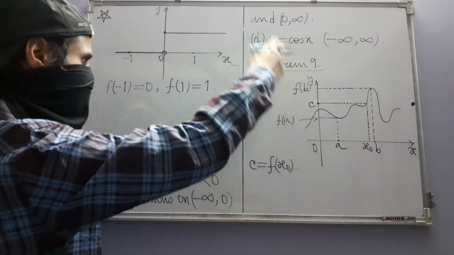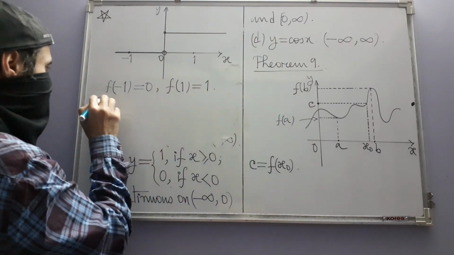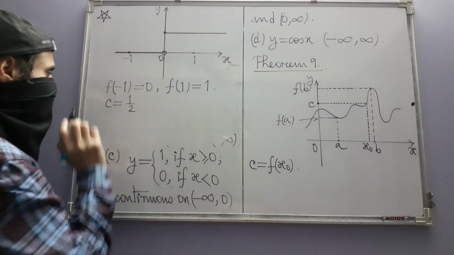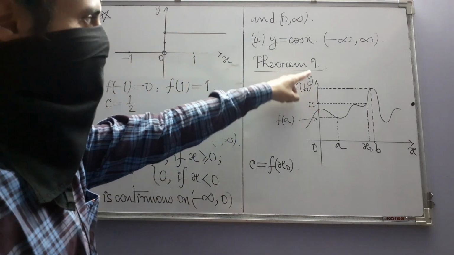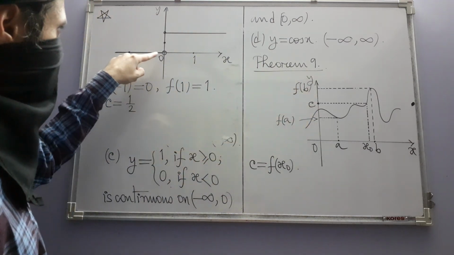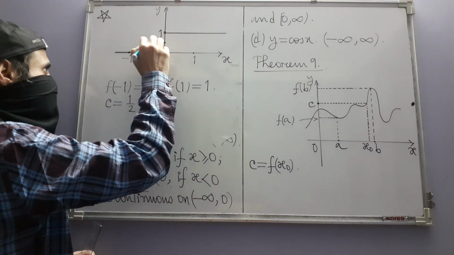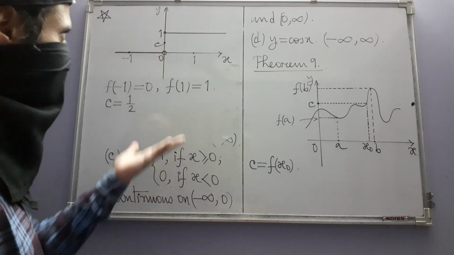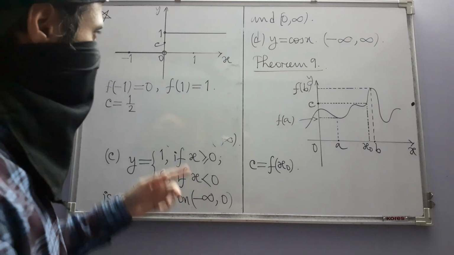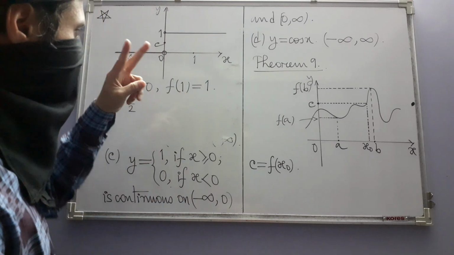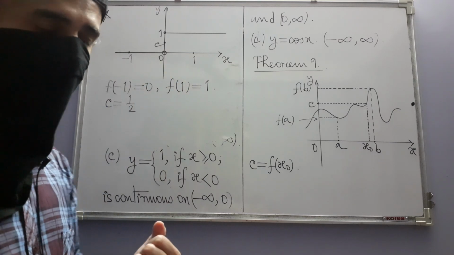Now here I arbitrarily chose C. Here also let me just choose something, say C equal to 1 over 2. So now my C is here. Just like there, these two values lie on the y-axis, here also 0 lies here and 1 lies here. So this is my C. Now is there any input for which f of that input is going to be C? No, because the function only takes two distinct values, 0 and 1. It does not take any other value at all.